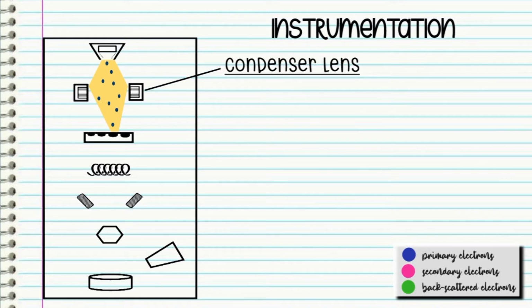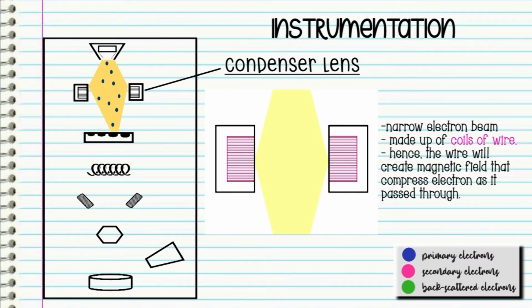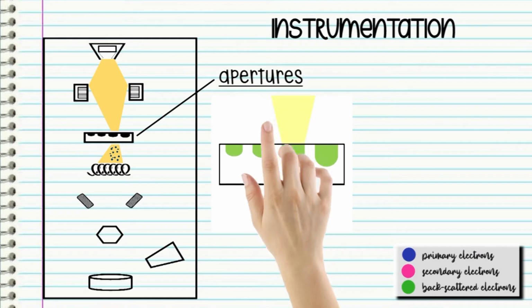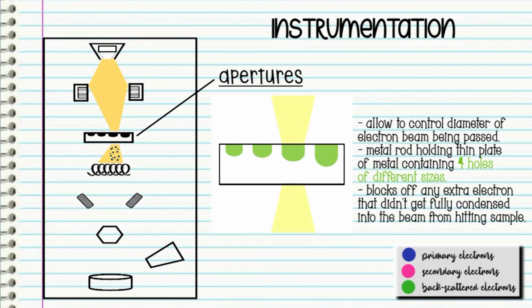Next, the condenser lens. The condenser lens is used to narrow down the electron beam given off by the electron gun. It is made up of coils of wire that create a magnetic field and help to narrow down the beam of electrons. Apertures. Apertures allow you to control the diameter of the electron beam passing through them. An aperture is a metal rod that holds a thin plate of metal containing 4 holes of different sizes or diameters. The metal plate also helps to block any extra electrons that didn't fully condense into the beam from hitting the sample.